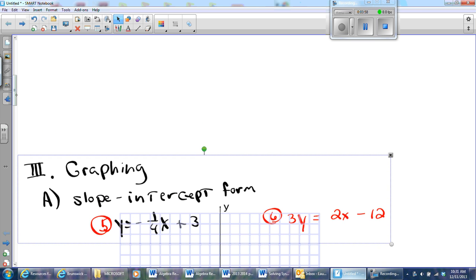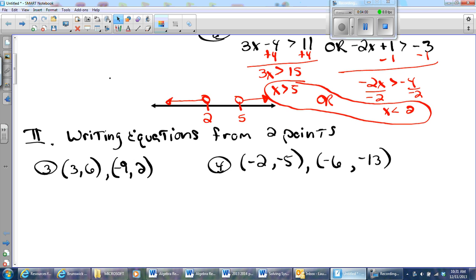Okay, so I need to find the slope, and most of you are really good at that. So m is going to be 6 minus 2 over 3 minus negative 9, and that turns into a positive. So I'm going to get a 4 in my numerator, a 12 in my denominator, and that's going to simplify to 1/3. So my slope is 1/3.